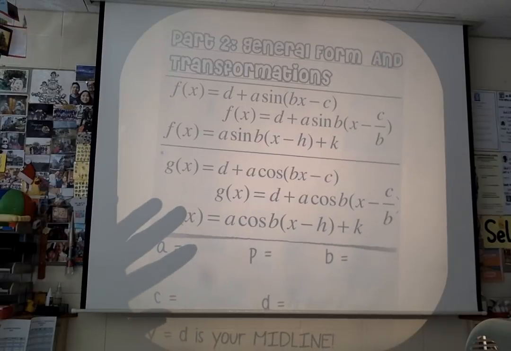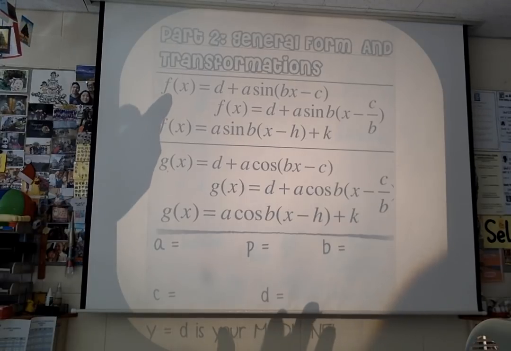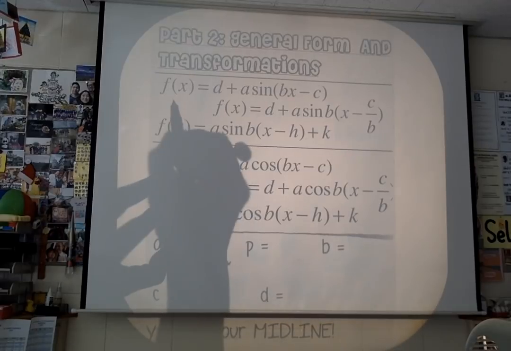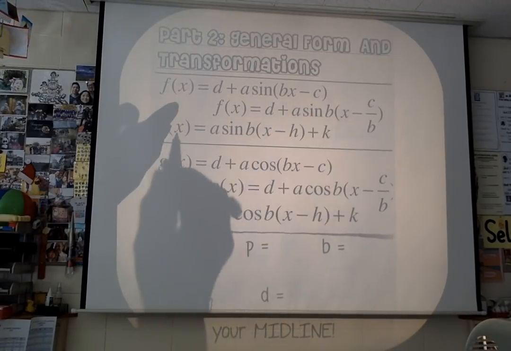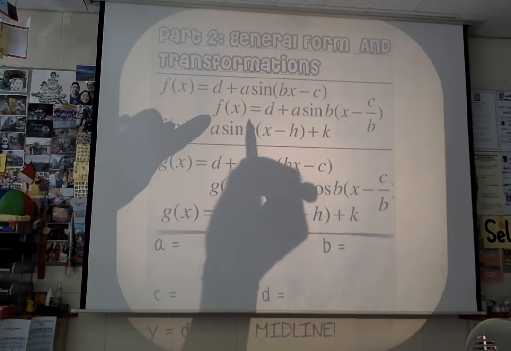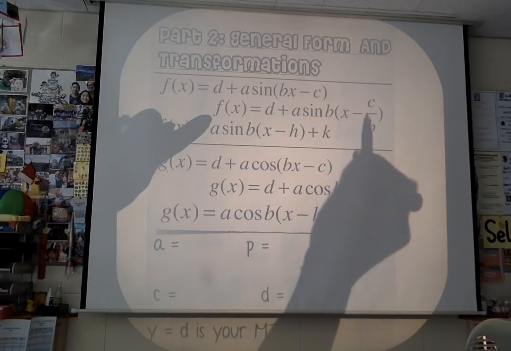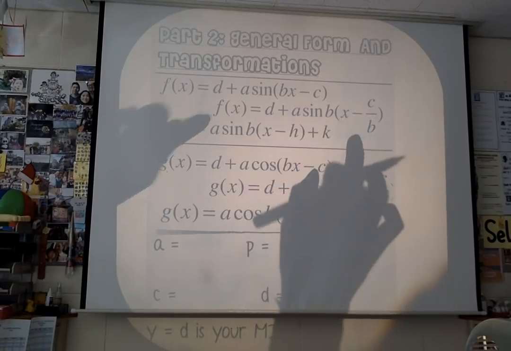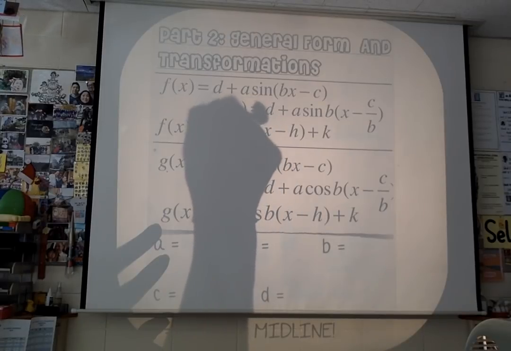General form and transformations. I'm going to show you multiple standard forms that are shown in other textbooks other than yours. Your textbook's general form is f of x equals d plus a sine b times x minus c, or we could write it this way: f of x equals d plus a sine b, parentheses x minus c over b. They're all related. It's just that we factor the b out. I like this method, this right here.